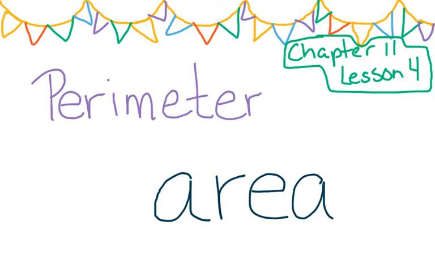This is Chapter 11, Lesson 4. We are going to be studying and understanding the term area of a shape. But let's do a little review with perimeter.